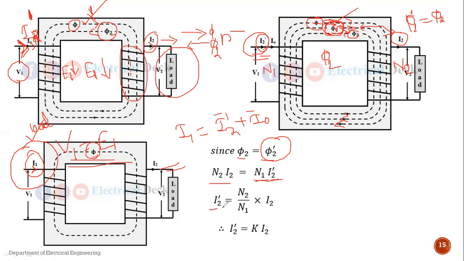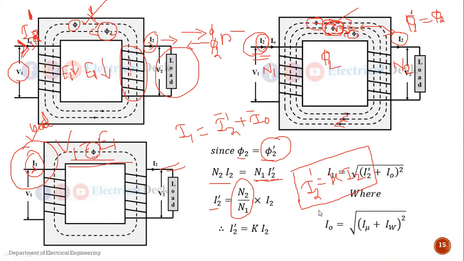It becomes I2 dash is equal to N2 divided by N1 into I2. And do you know that N2 divided by N1 is nothing but the transformation ratio K. So the equation becomes I2 dash is equal to K into I2. This is the equation required while solving a problem: I2 dash equals K into I2, where K is nothing but N2 divided by N1, or it may be I1 divided by I2. So it is nothing but the transformation ratio K.